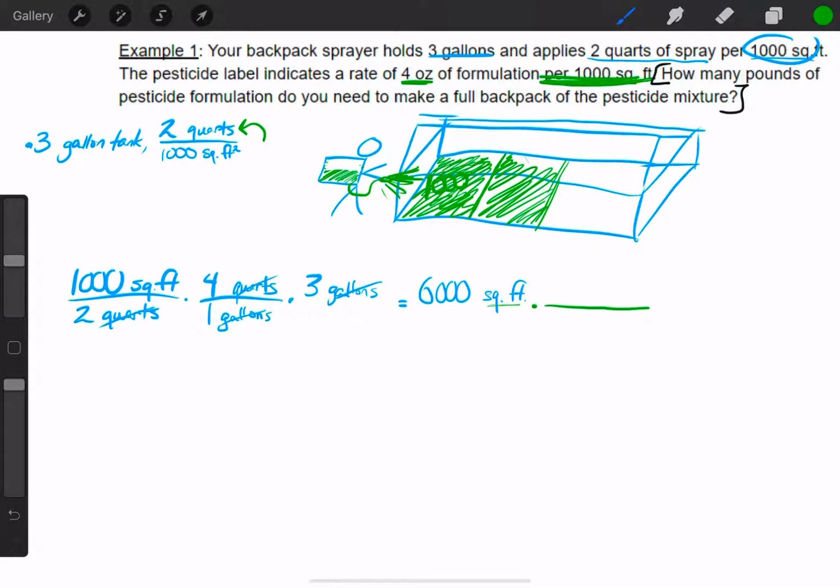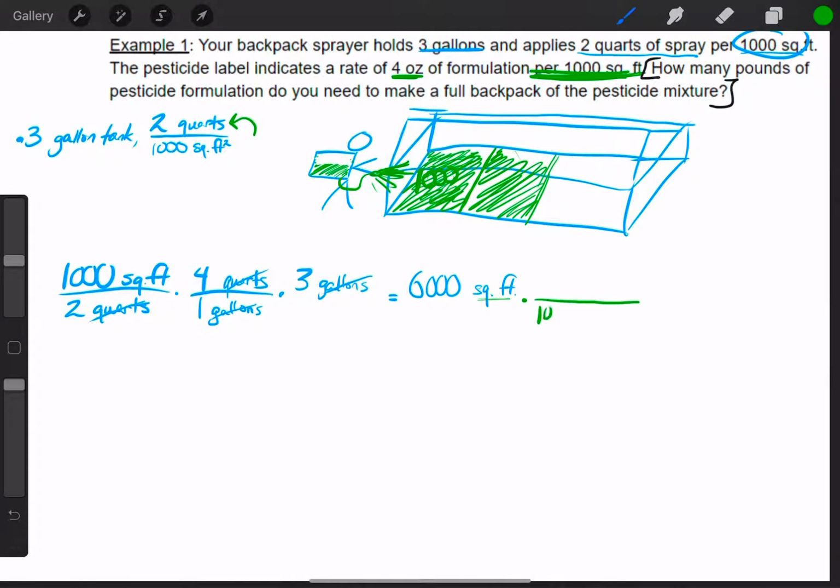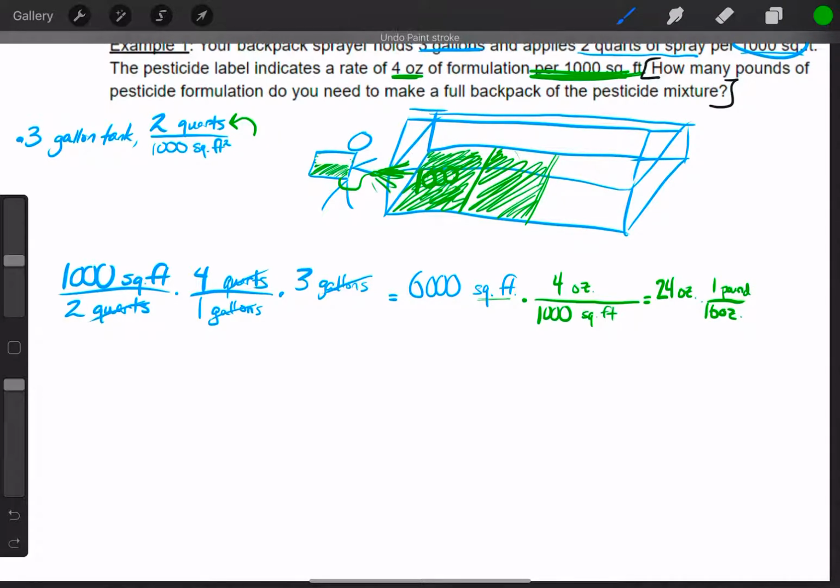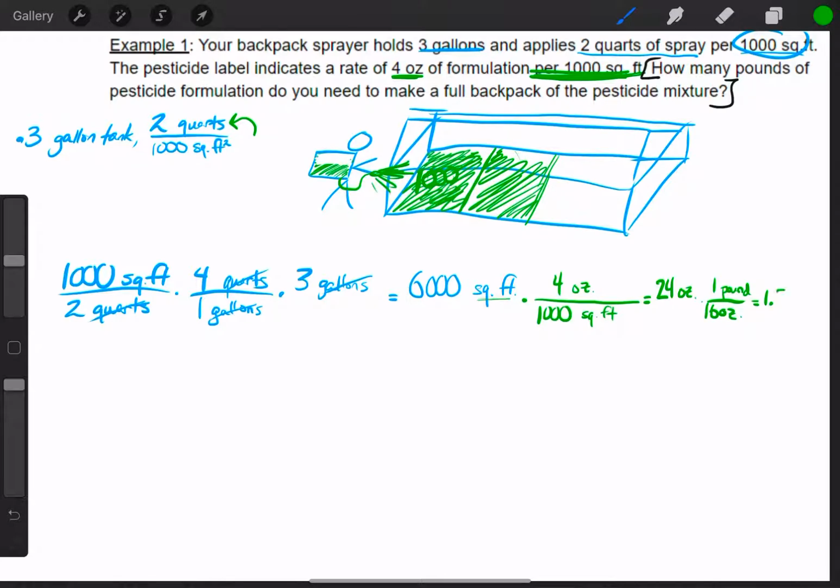We've got our 6,000 square feet of coverage, and for every 1,000 square feet, we need to add 4 ounces of fertilizer. So when we multiply that out, we get 24 ounces. Now we should convert that over to pounds. There are 16 ounces per pound. Essentially, you're just dividing by 16 there. I'm going to get 1.5 pounds.